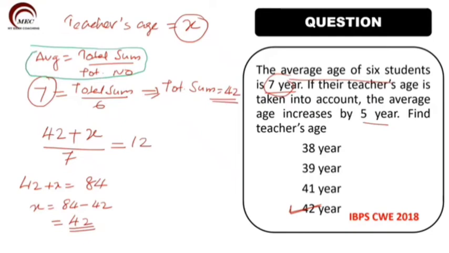Average is equal to total sum divided by total number. From the given information, first we will find out the total sum. The total sum we got is 42. And when the teacher's age is also added, we will get it as 42 plus x.